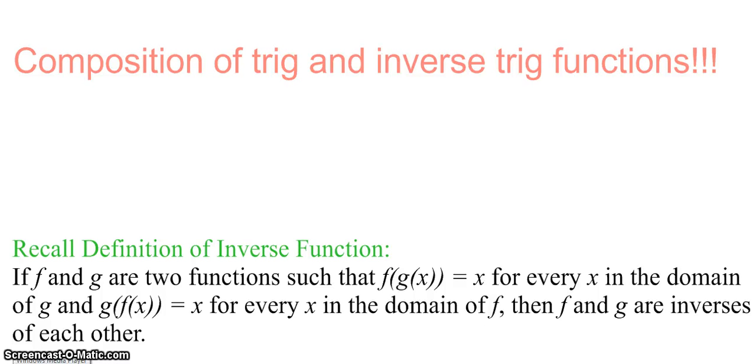Alright, last section in this unit, we're going to look at the composition of trig and inverse trig functions. So recall we did composition of functions, again, in the previous unit, and recall the definition of inverse function: if f and g are two functions, such that f of g of x equals x for every x in the domain, and g of f of x equals x for every x in the domain of f, then f and g are inverses of each other. We looked at the inverse trig functions in the last section, so last night. So now we're going to look at the composition of the functions.